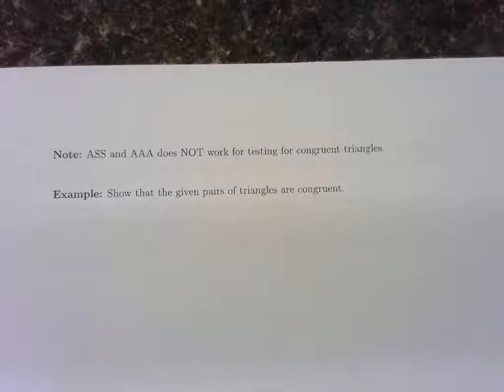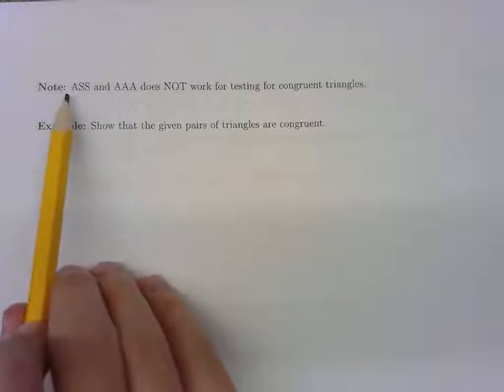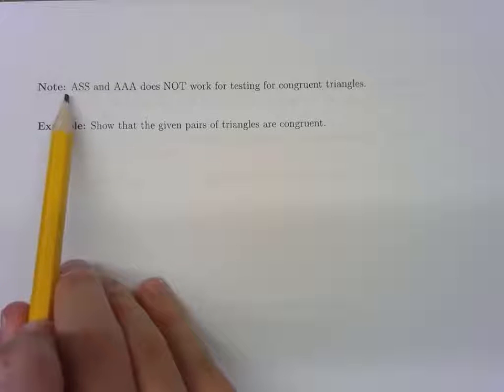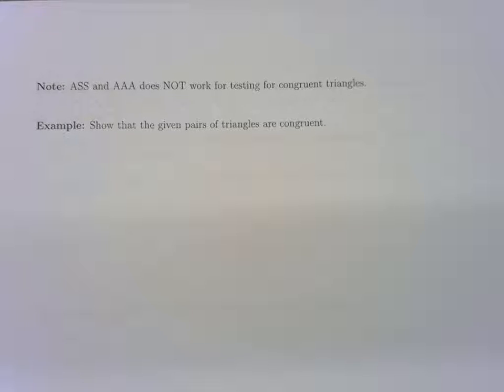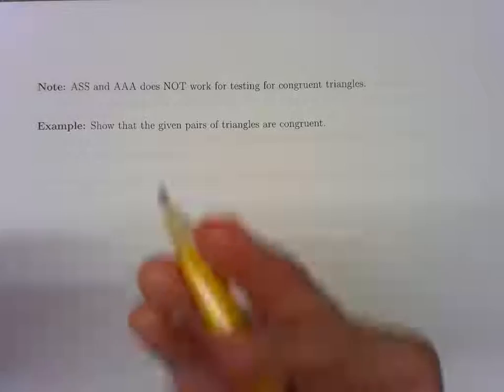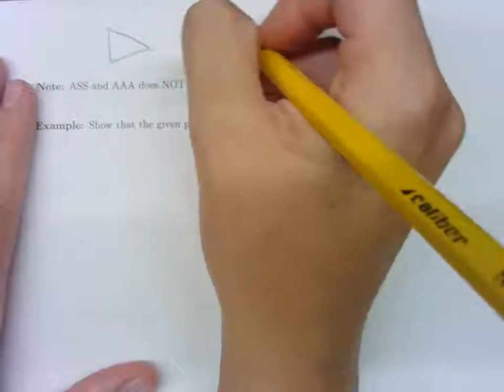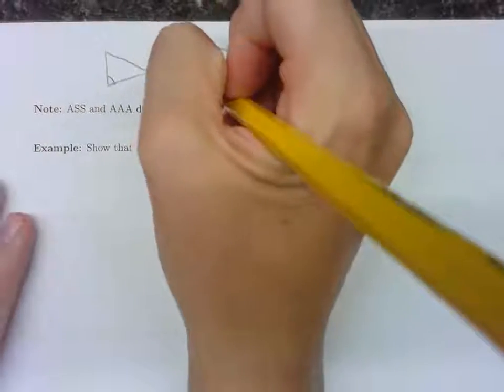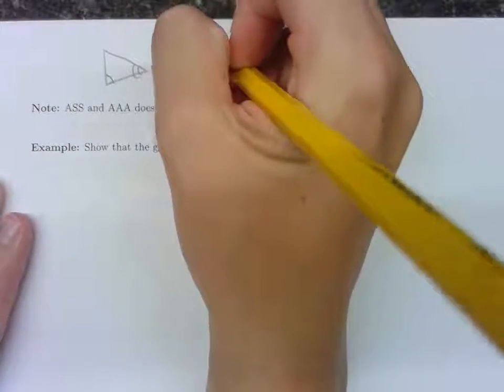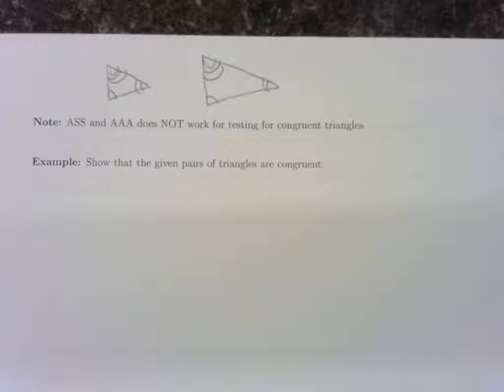It might be easier to memorize the ones that do not work. So ASS does not work and AAA does not work. ASS would mean angle, side, side, so you have 2 sides and an angle that's not included. And angle, angle, angle: if you're just given 3 angles, that does not work. 3 angles doesn't give you congruent triangles because you could have just a scaled up triangle. So here is an example. These 2 triangles may have angle, angle, angle, but they're clearly not congruent because you've scaled up.